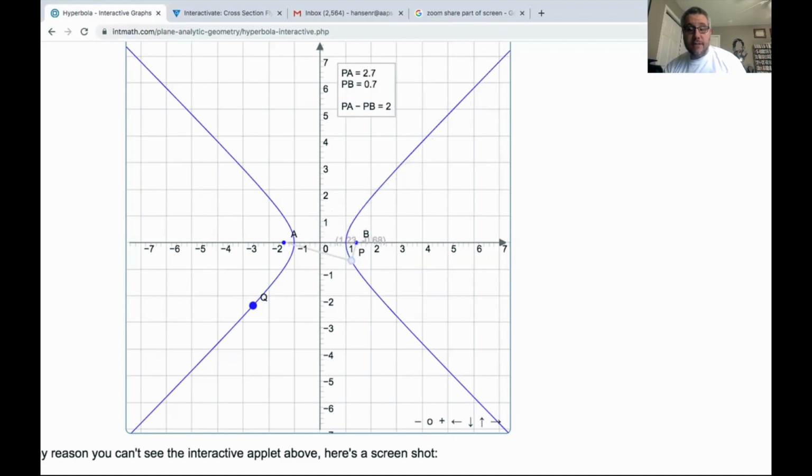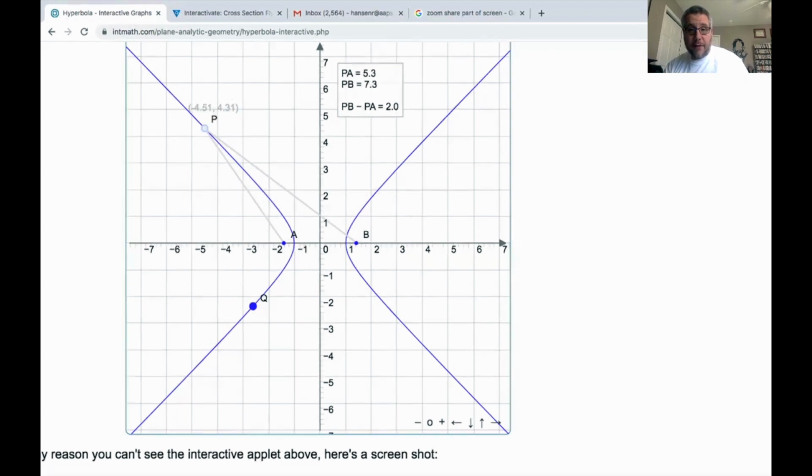Now, it's not always 2. 2 is just the size of this hyperbola. But you can see that those individual distances from the foci to this point P change. The difference, or the subtraction, of those two lengths remains the same no matter where you are on the hyperbolic curve.